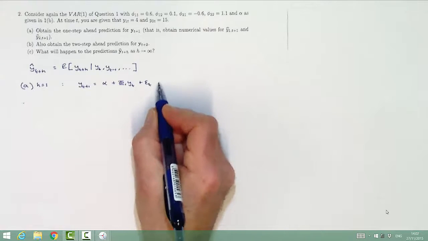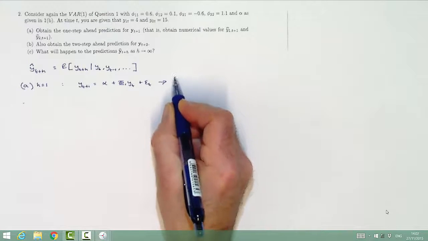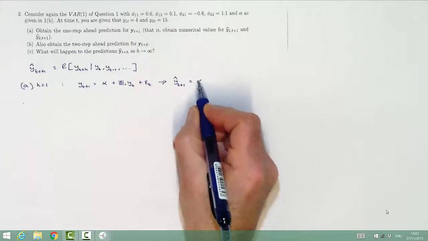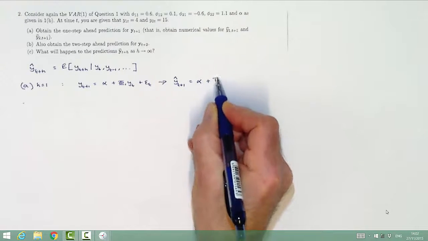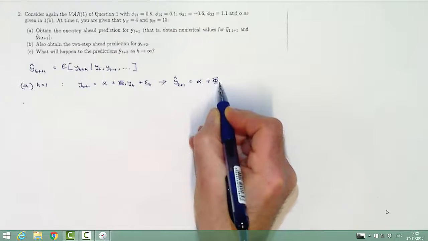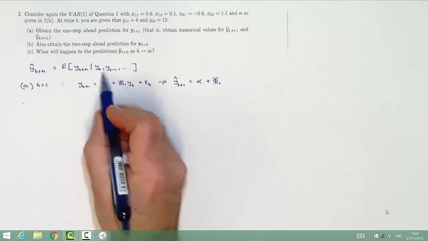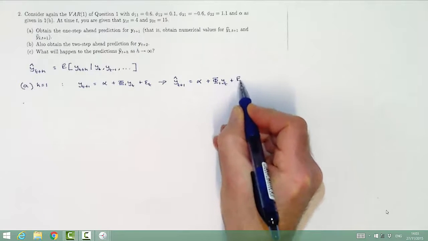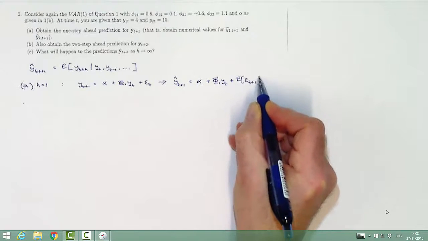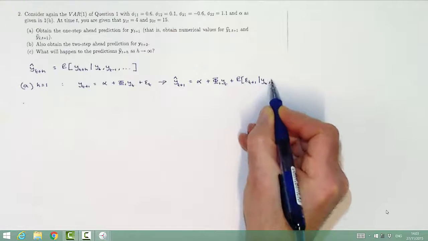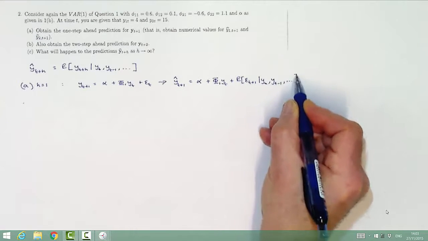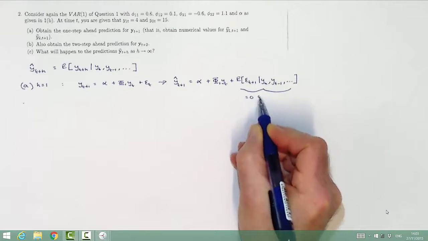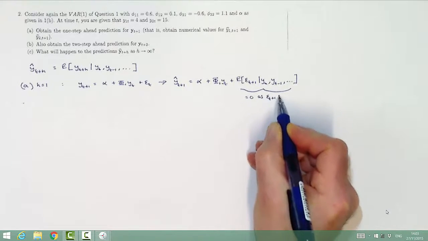Our conditional expectation of y_{t+1} will just be alpha plus phi_1 times our expectation of y_t. Now y_t is in the information set, so we can just replace it by its own value. And then plus the conditional expectation of the error. Now that expectation of the error is going to be 0 because epsilon is white noise in this model and so unpredictable given information about the series.